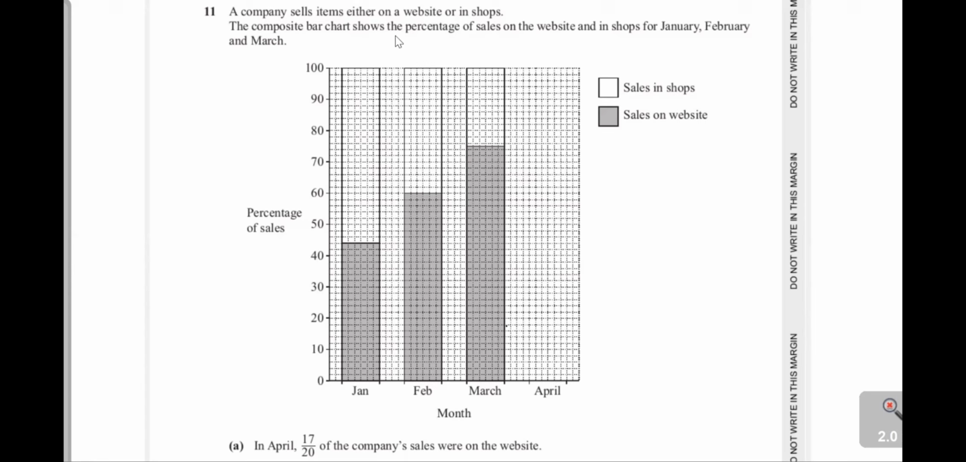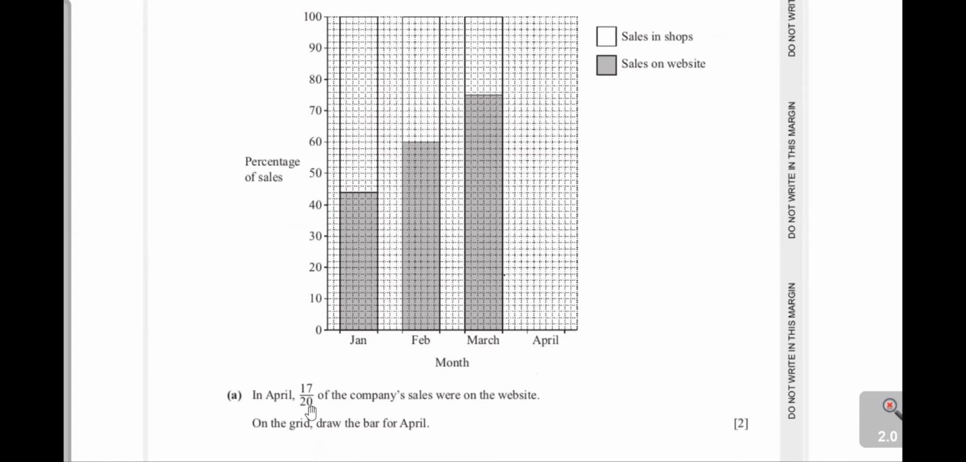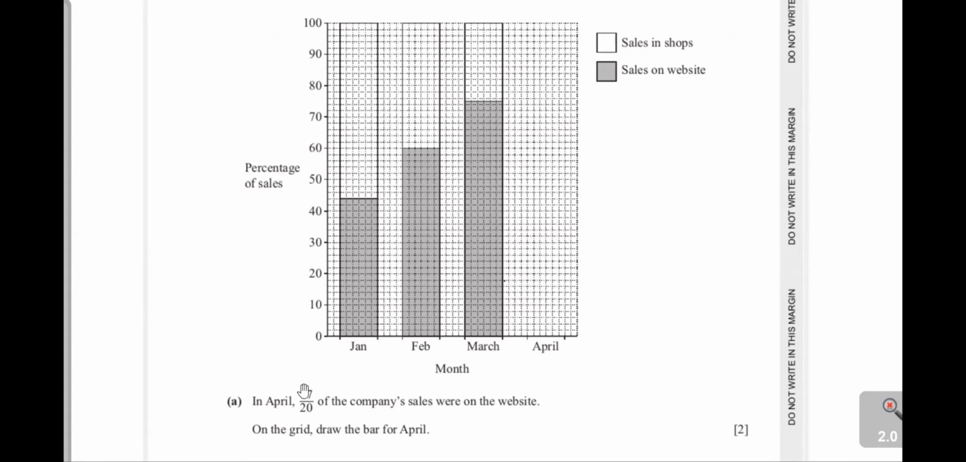Question 11. A company sells items either on a website or in shops. The composite bar chart shows the percentage sales on the website and in the shops for January, February, and March. Part A: in April, 17 out of 20 of the company's sales were on the website. On the grid, draw the bar for April.